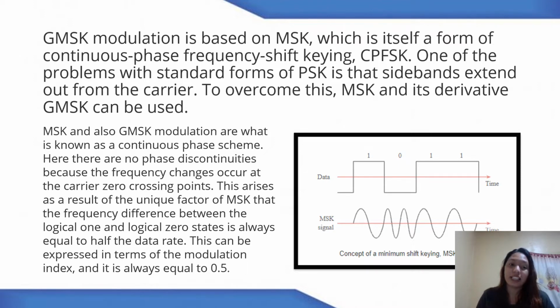This arises as a result of the unique factor of MSK, that the frequency difference between the logical 1 and the logical 0 states is always equal to half the data rate. This can be expressed in terms of the modulation index, and it is equal to 0.5.